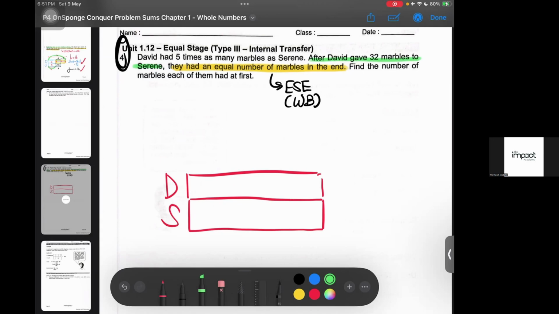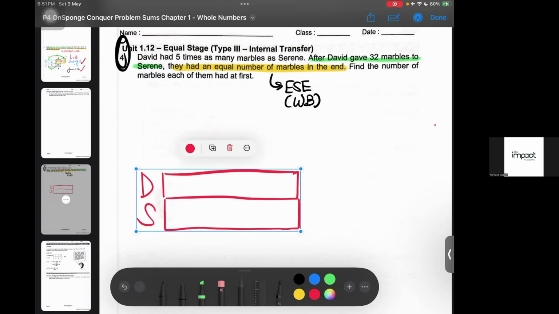Can anyone help me with this? What did David do? David gave 32 marbles. Is that correct? So what are we going to do? David gave, that means I'm going to add on to David. I'm going to add on to David and say that this part over here is 32. Why am I adding on to David? Because David gave, so I'm going to do the opposite.